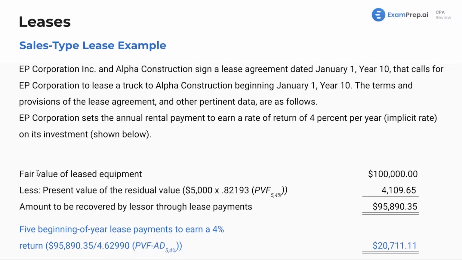All right. So now if we take into account these lease payments, remember this $20,711. This is the amount we were using for our lease payments in the previous question. And this is the same question as I was saying.